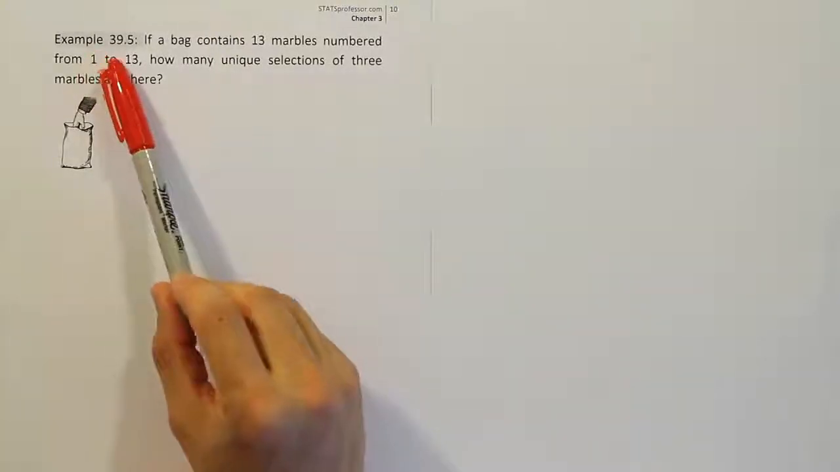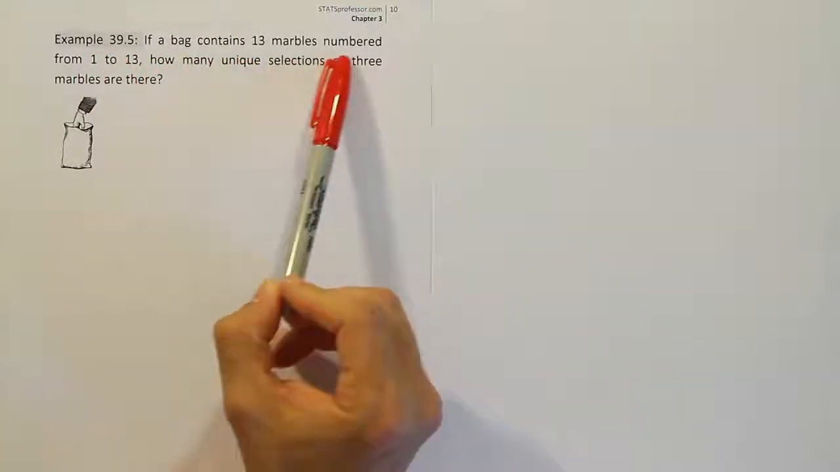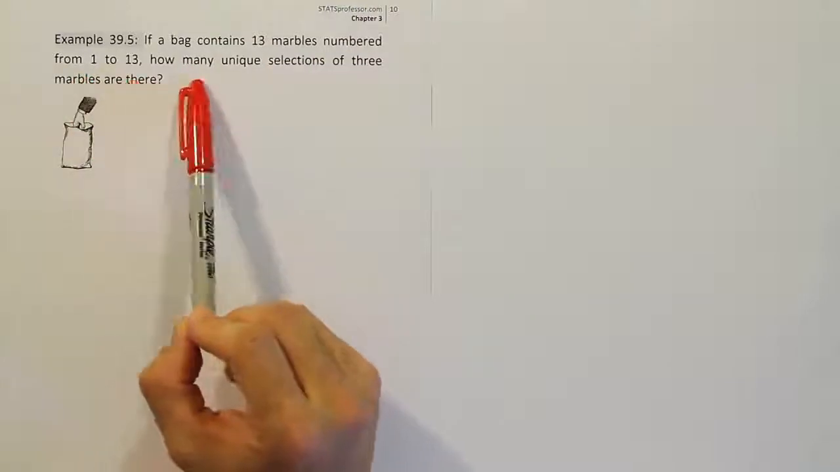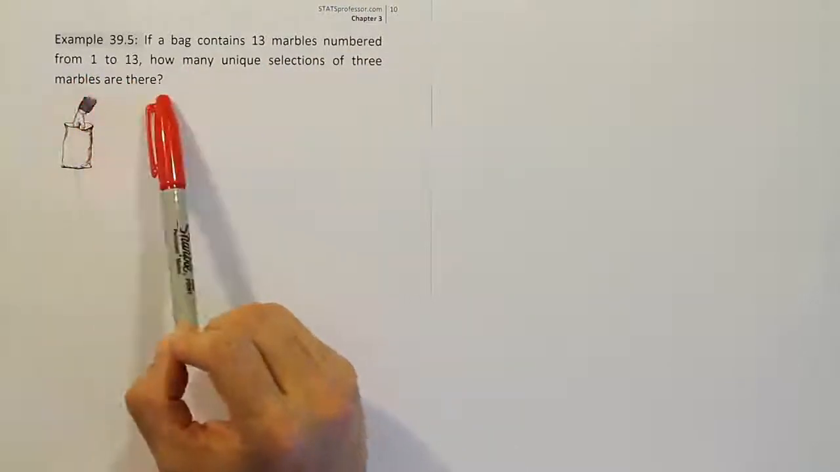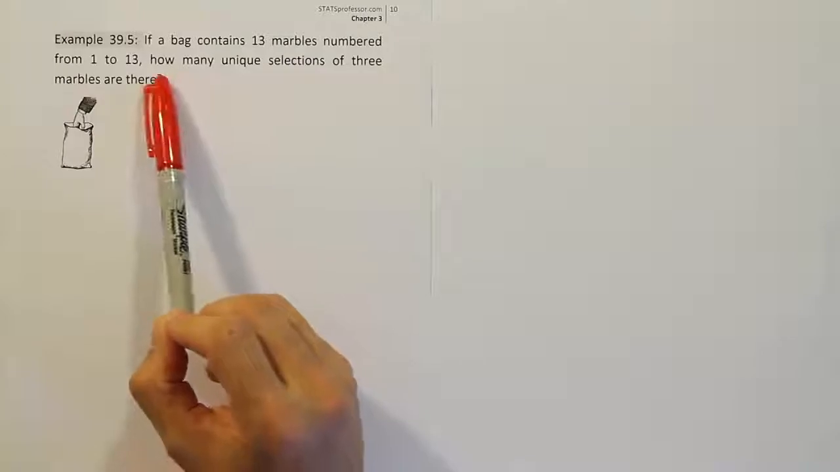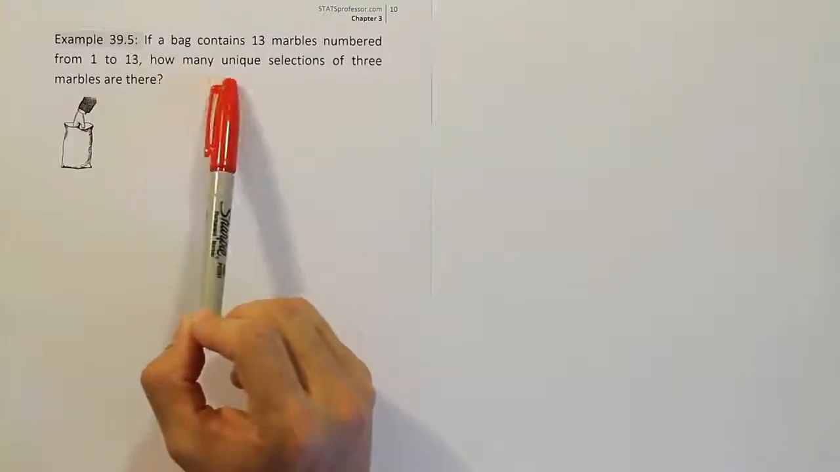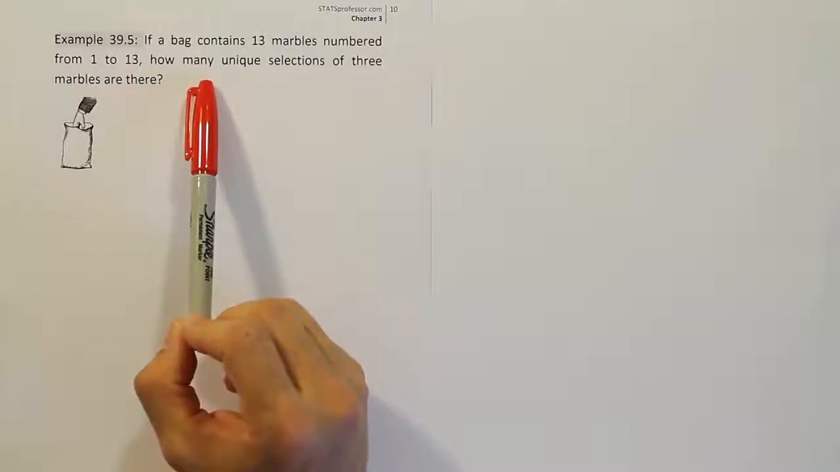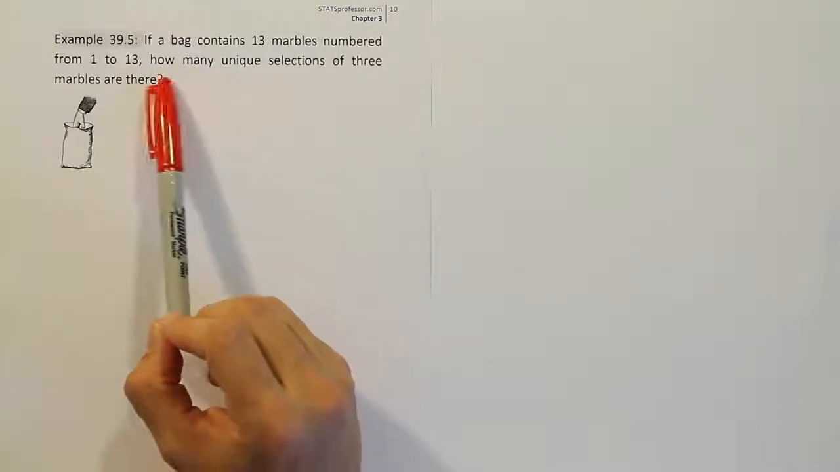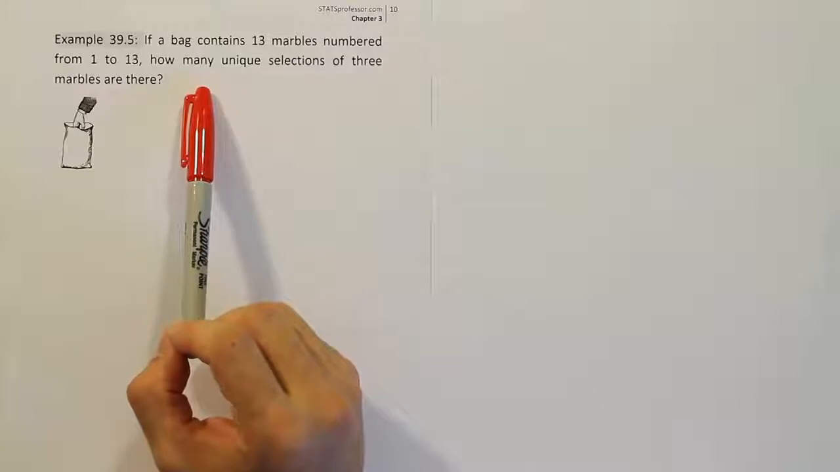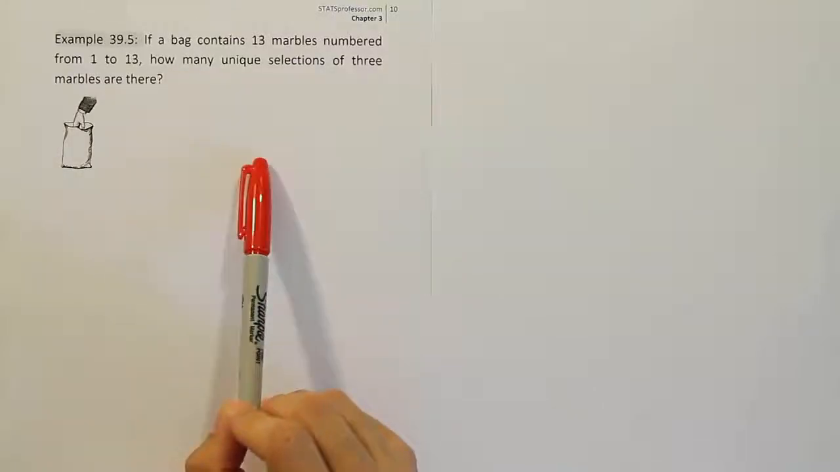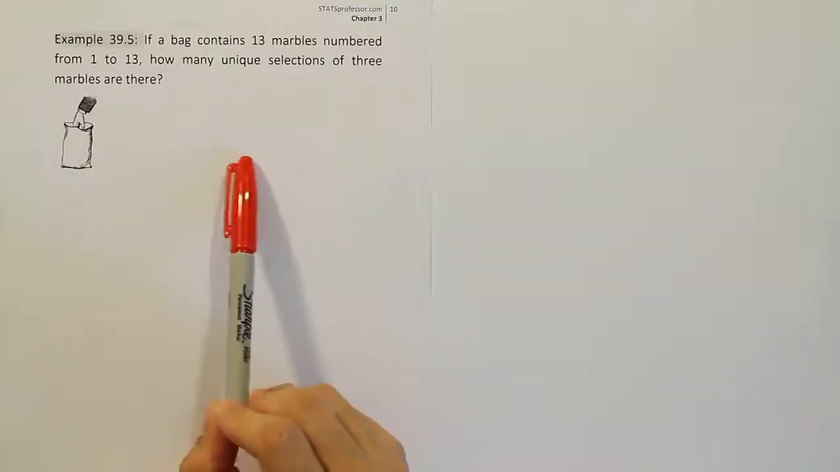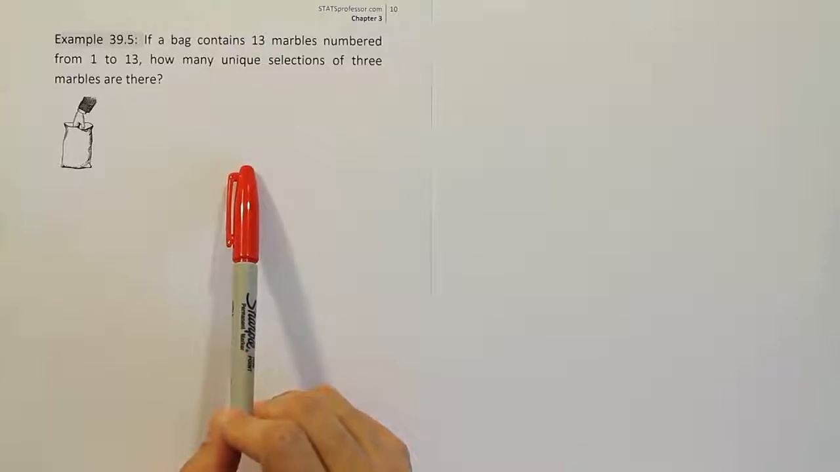Example 39.5. If the bag contains 13 marbles numbered from 1 to 13, how many unique selections of 3 marbles are there? When I see this problem, I think about the key phrase, how many, and that phrase makes me think of a counting technique. Generally speaking, I usually think about two methods: fundamental counting rule and combinations. I always try to see if it's combinations first because that's usually easy to eliminate, and I know if I can't eliminate it, then I should use it. So let's start with combinations.